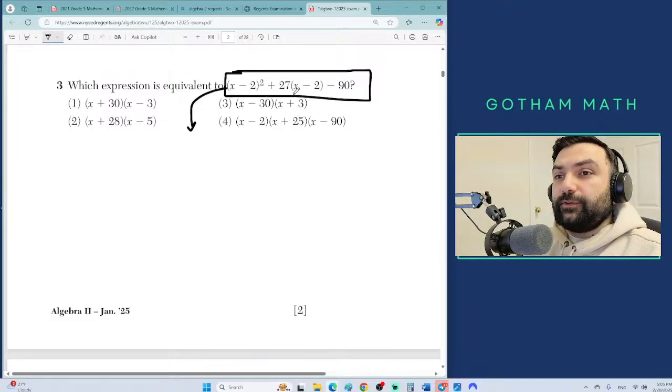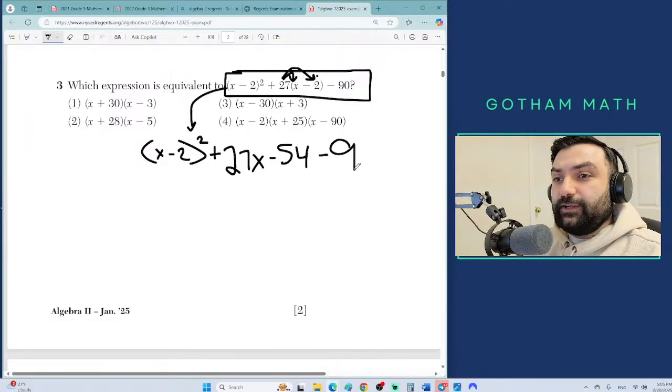What are we going to do first? Well, first, we can work with the parentheses squared, right? Actually, if you want to write a little bit less, you probably should do the right side first, so you don't have to copy the answer of this every time. So let's do this distributive property. 27 times x is 27x, and 27 times negative 2 is going to be minus 54, minus 90.